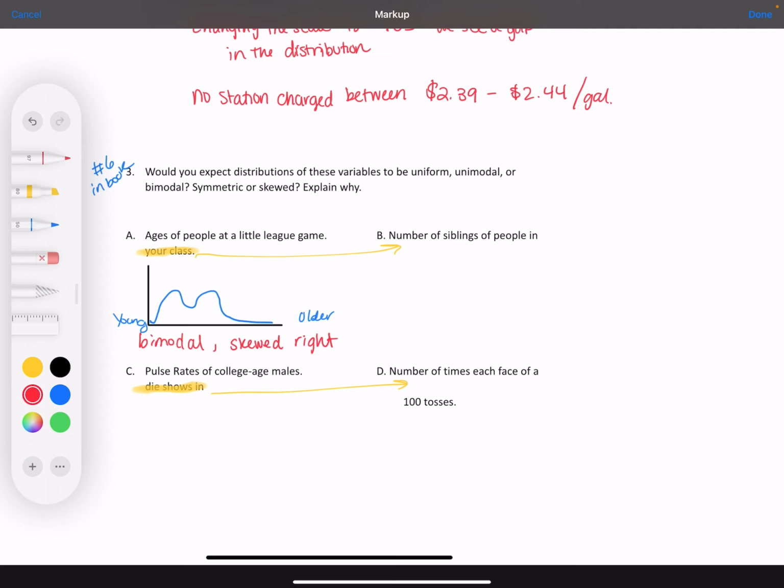So, the number of siblings of people in your class. I'd like to say unimodal. Well, never mind. You have older and younger. Wait, it's not age, that doesn't matter. It's just the number, just the quantity of siblings. Yeah, I think it would be unimodal. I would say unimodal. Okay, I would agree.